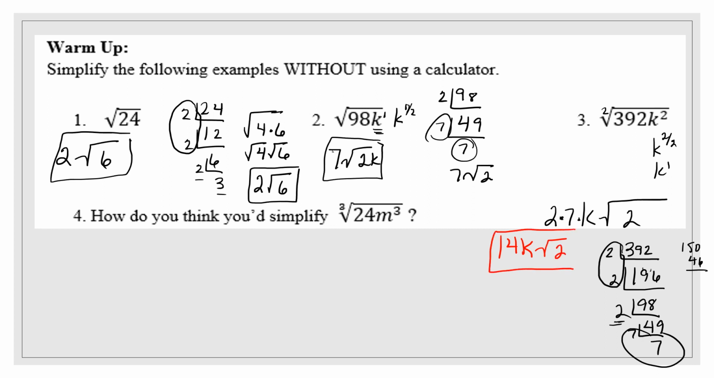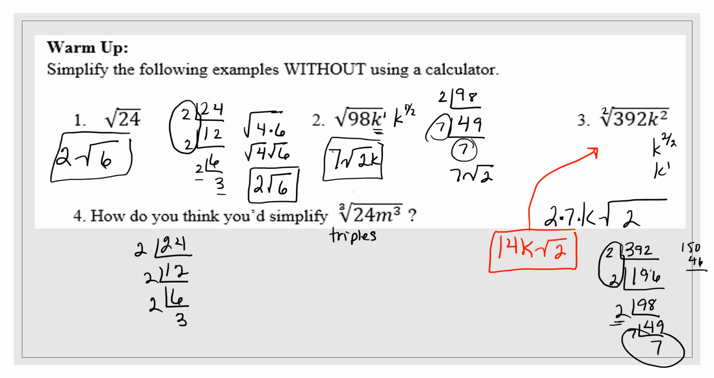Kind of took the long way to get there, guys, but hey, whatever works for you. That is the square root of 392k squared. All right, what about simplifying a cubed root? You can do the same thing that we did for the square roots, but this time we want triples. So I want 3 of the same thing. So let's look at the factors of 24. We did that already. That would be 2 times 12, which is 2 times 6, which is 2 times 3.